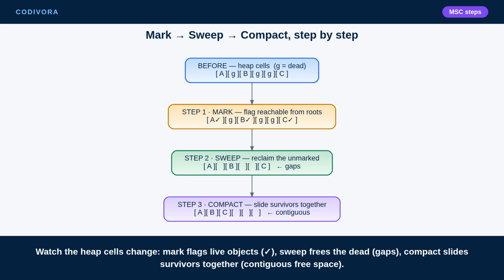Now watch the actual heap change through a collection, step by step. Before, the heap has live objects A, B, C mixed with dead ones. Step 1. Mark. The collector traces from the roots and flags every reachable object with a check. Step 2. Sweep. It reclaims everything not marked, which leaves gaps, fragmentation. Step 3. Compact. It slides the survivors together into one contiguous block, so the next allocation is a fast pointer bump. Mark, sweep, compact, and you can literally see the cells rearrange.